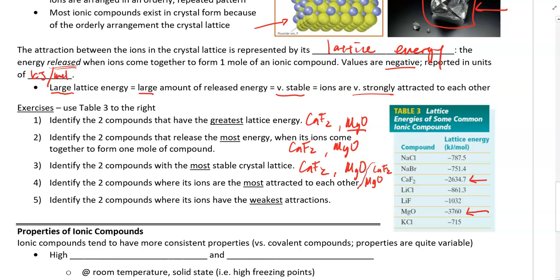I'm going to cut that off there. Then let's go and try it out. Identify the two compounds where its ions have the weakest attractions on this list. Right? So again, it's important to recognize that the attractions are still there. They're still attracted to each other, but these just happen to be the weakest ones on this list.